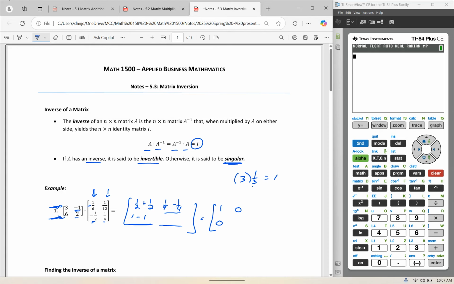To find the element in the second row, second column, I multiply the second row, 6, 2, by the second column, 1/12, 1/4. 6 times 1/12 is 6/12 or 1/2. 2 times 1/4 is 2/4 or 1/2. 1/2 plus 1/2 is 1. And notice that our resultant is the identity matrix. So I do know that those two matrices are inverses of each other.